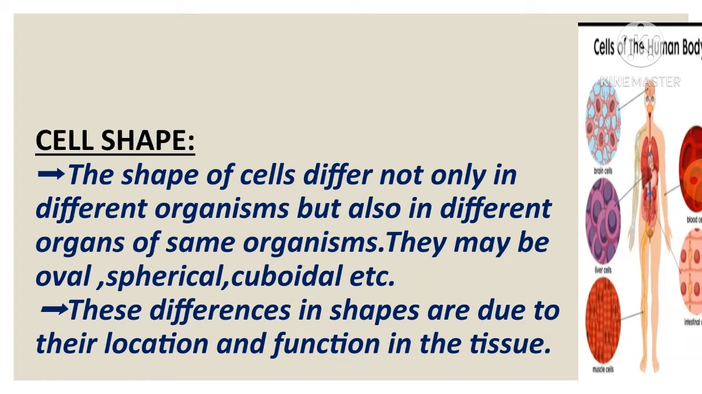Cell shape. The shape of cells differs not only in different organisms but also in different organs of the same organism. They may be oval, spherical, cuboidal, etc. These differences in shape are due to their location and function in the tissue.